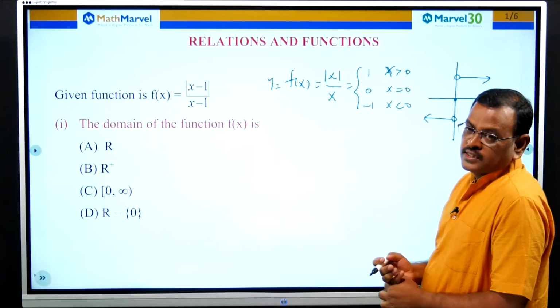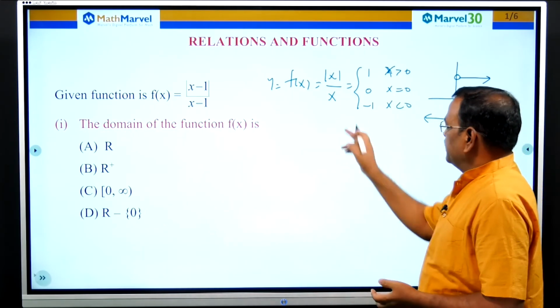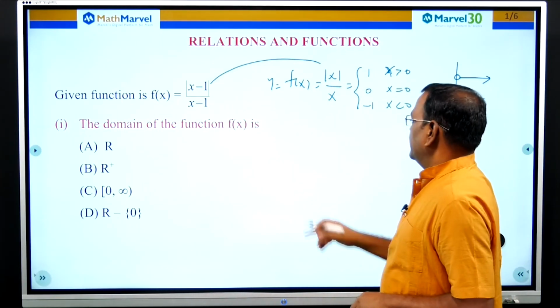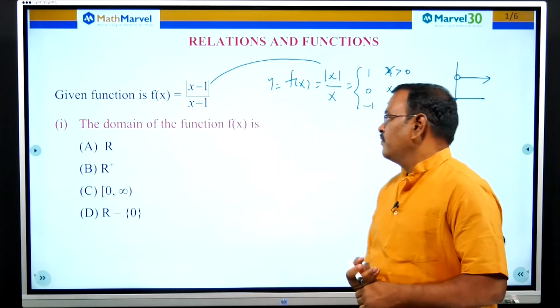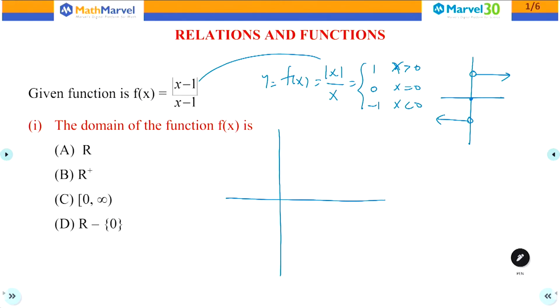But here, this is one of the family of functions from the signum function. The difference between this function and the original is that here the value of y is 0 when x equal to 1, whereas there it is 0 when x equal to 0. The graph is the same if we move one unit to the right along the x-axis. So this is minus 1, this is 0, this is 1. What is the domain of this function?